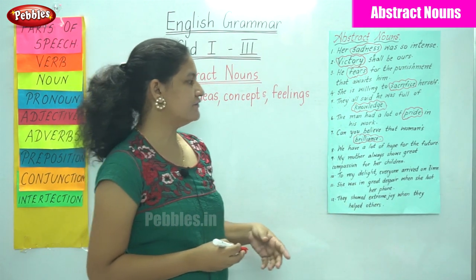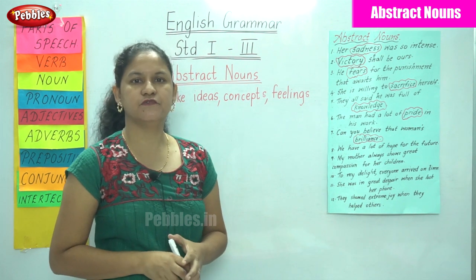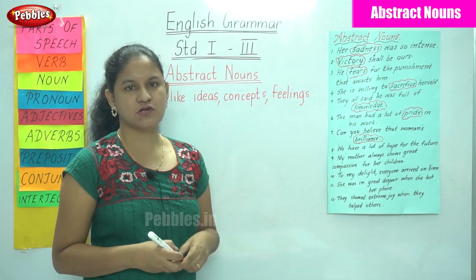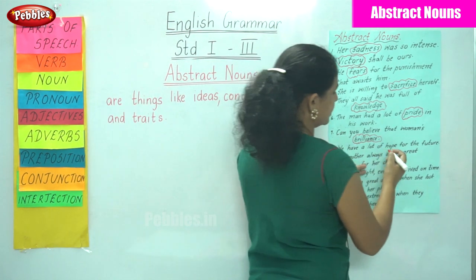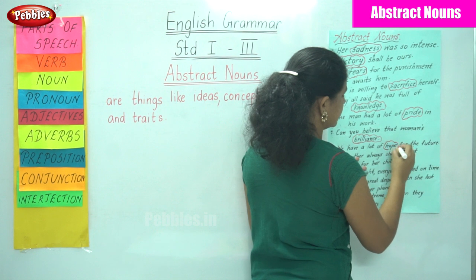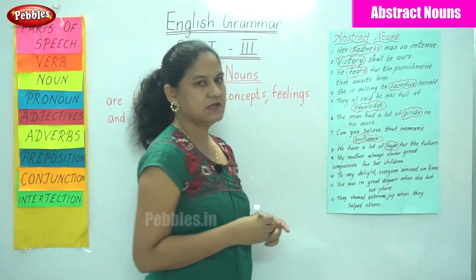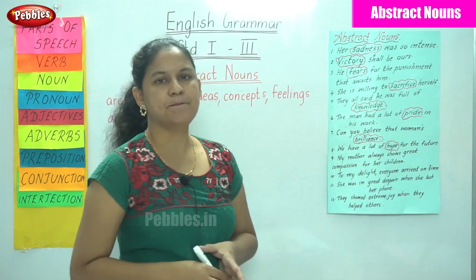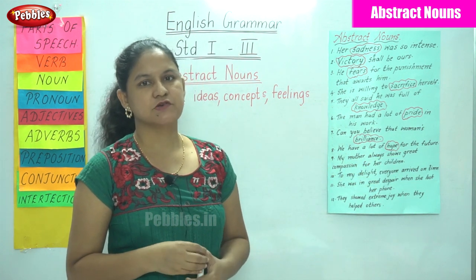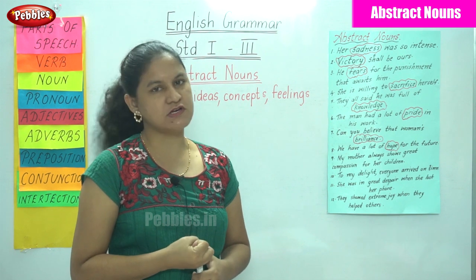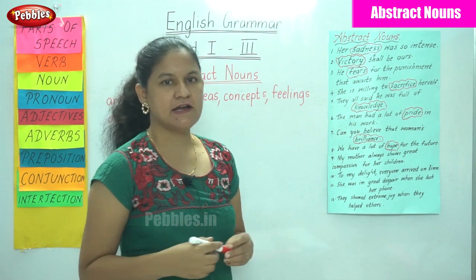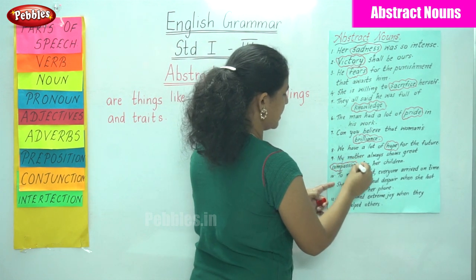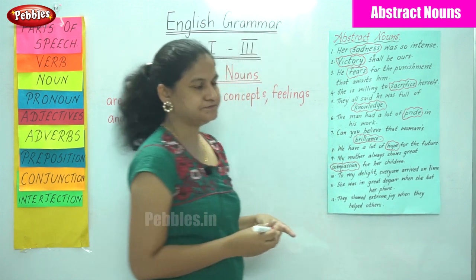Next, we have a lot of hope for the future. Hope again is our idea or the concept within us. So, the word hope is the abstract noun in the sentence. The next, my mother always shows great compassion for her children. So, compassion is an inbuilt quality in mothers and it is the abstract noun in the sentence. So, compassion for her children.